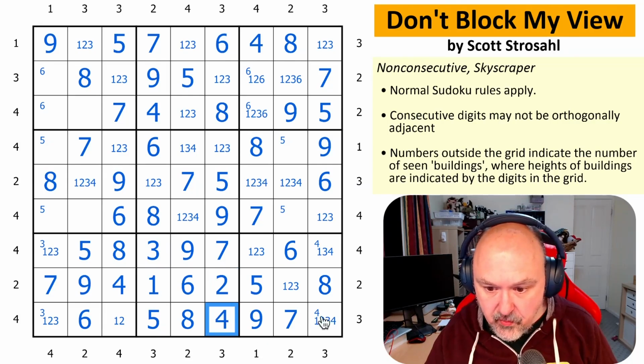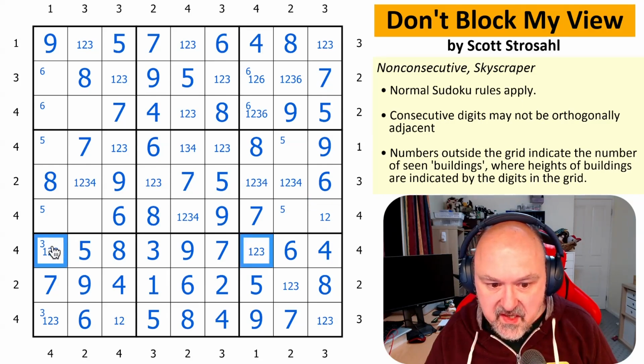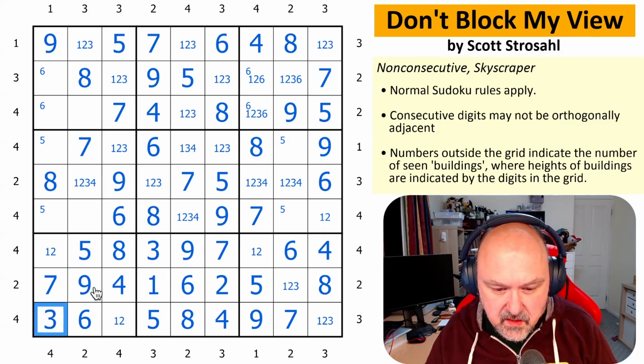That's 2. That's 4. That's 4. There is no 4 there. This is beautiful. There is no 3 there. There's no 3 in either of those, which means this is the 3.